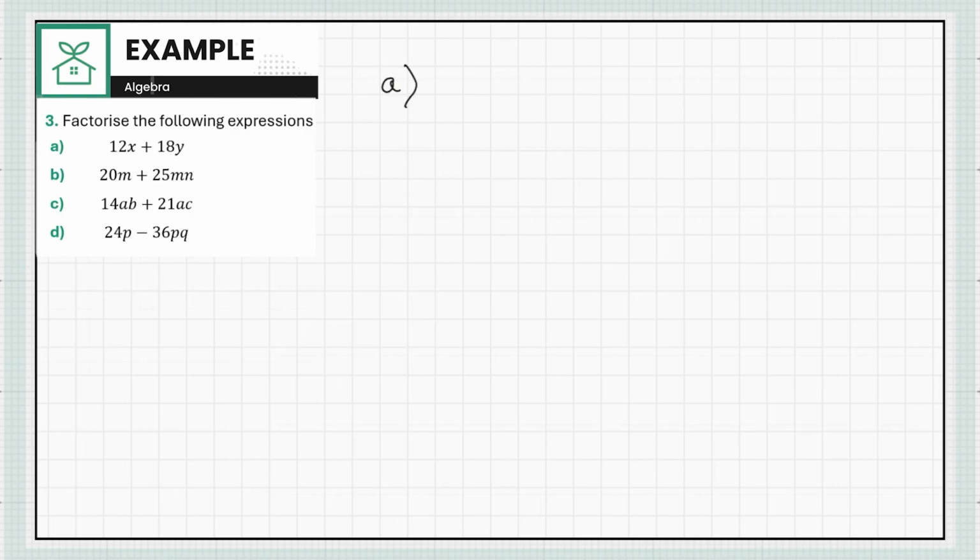So let's look at A. So for A, we have 12x plus 18y. Now, in order to find out the highest common factor, we can just list them off as we did before. But the highest common factor between these two numbers is going to be 6. Because they don't share a pronumeral, we can't simplify this further, so we're going to leave it like that.